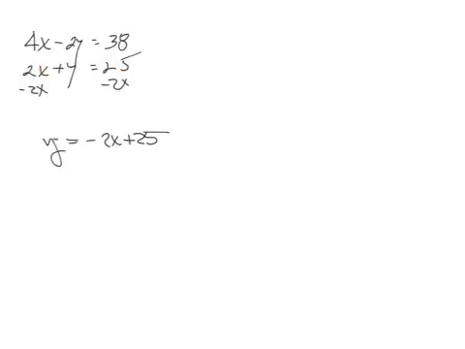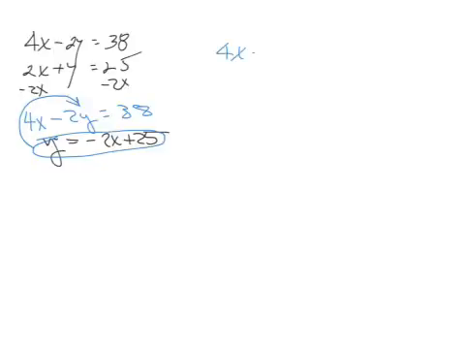Okay, so I'm going to right above it put my first equation in blue. So I had 4x minus 2y equals 38. So now what I'm going to do is whenever I see a y in this first equation, I'm going to put negative 2x plus 25 in its place. So go ahead and write that, 4x minus 2, and then instead of a y, I'm going to put negative 2x plus 25, and then that equals 38.